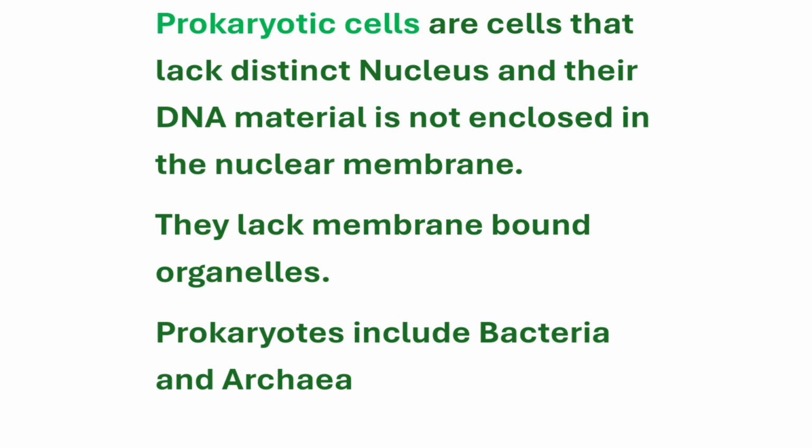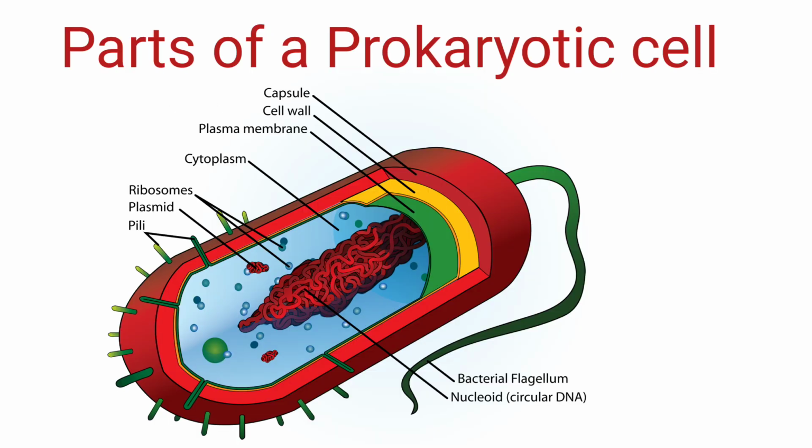Having seen common examples of prokaryotes, let us now explore the complete structure that makes up a typical prokaryotic cell and enables it to survive and function efficiently. Parts of a prokaryotic cell. The outermost part of a prokaryotic cell is the capsule, which protects the cell against mechanical damage.